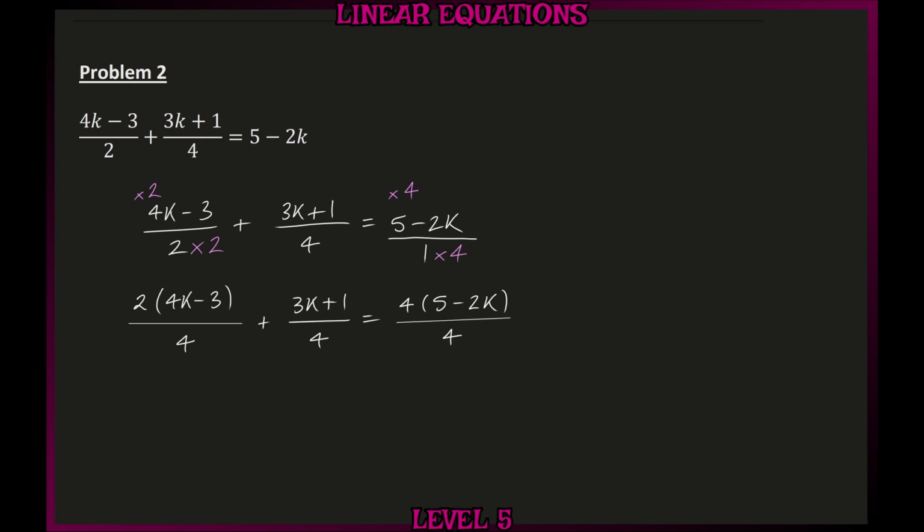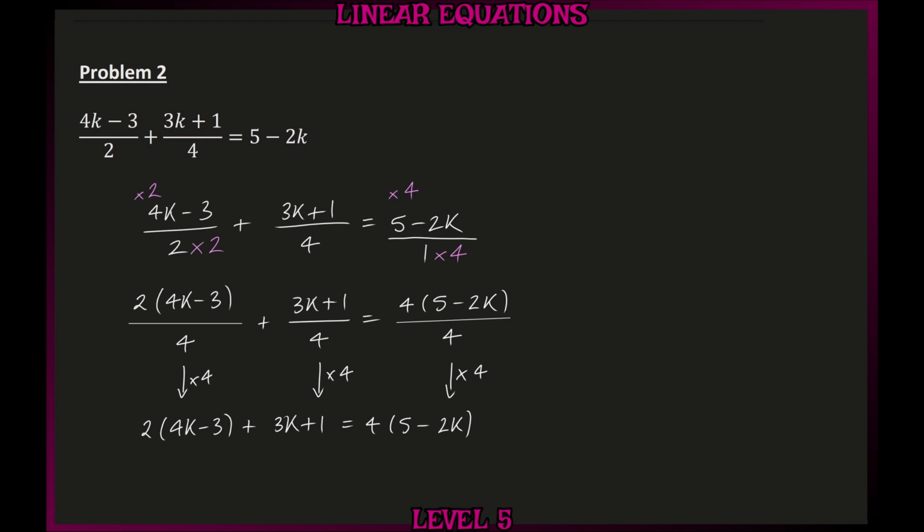And the reason why it's useful to make all those denominators the same is that we can now do the inverse of divide by 4, which is to times by 4, to multiply every one of these fractions by 4, so that we're just left with their numerators. So from left to right, we have 2 multiplied by 4k minus 3 plus 3k plus 1 is equal to 4 multiplied by 5 minus 2k.